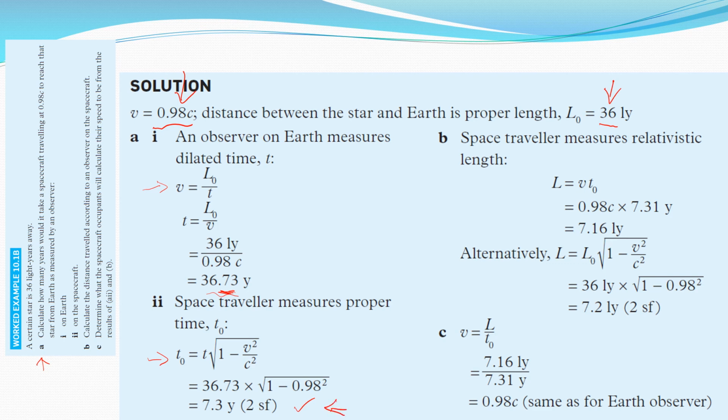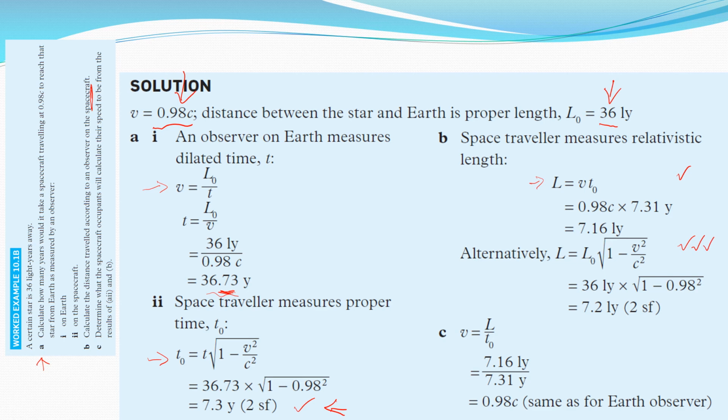In part B, calculate the distance travelled according to an observer. So here's our formula again. Now there's two different ways we're doing this. We've got our formula that I used a couple of slides earlier, where you can use your length contraction formula. We're working out how far it appears to travel. The question says the distance travelled on the spacecraft. Because you're accelerating away from the Earth and getting towards this star 36 light years away, you're measuring relativistic length. Your length is going to contract, and that's what this formula will tell us.